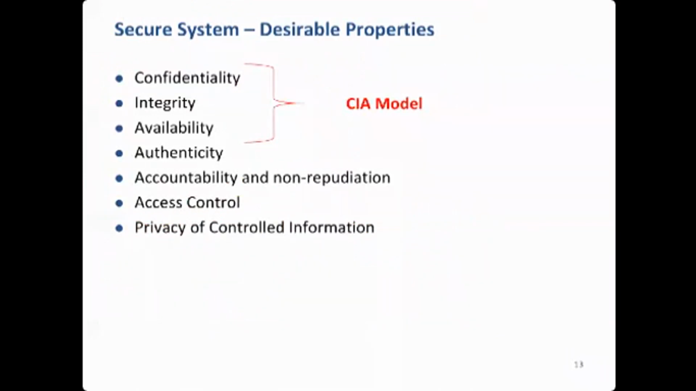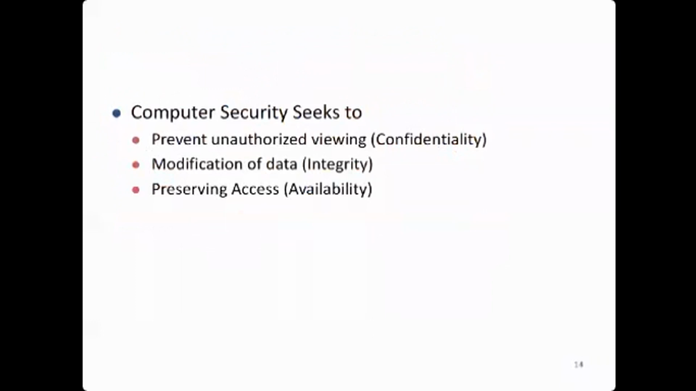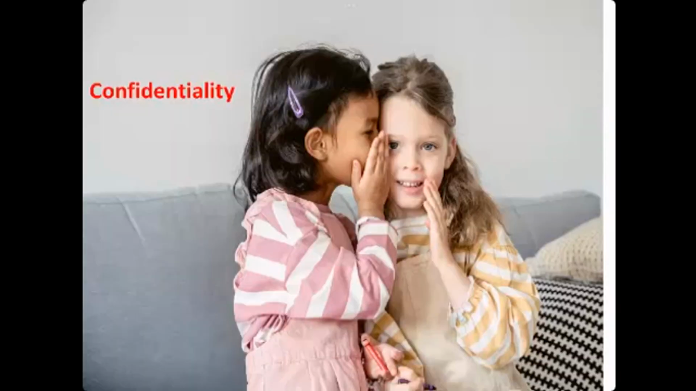So the CIA model is based on these three important characteristics: confidentiality, integrity, and availability. And we'll focus on the first four, authenticity as well, in the course. Now let's look at what these are. Confidentiality is preventing unauthorized viewing. Modification of data by third parties, if it's done, then there's no integrity. And preserving access, it means that the system should remain available, called availability. We'll look at these in detail.